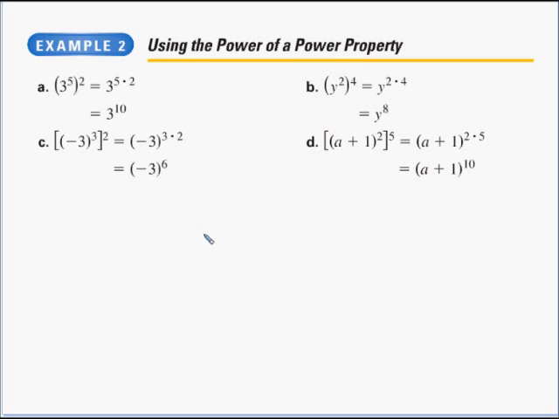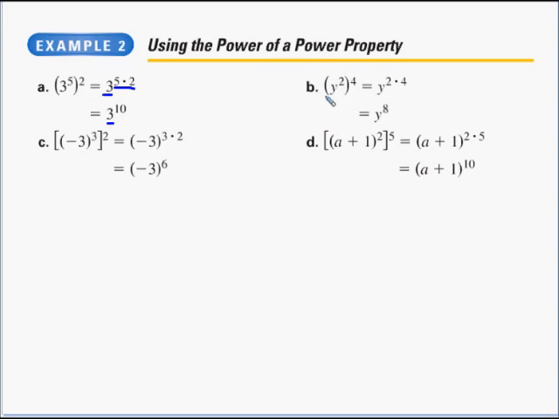Now, example 2 talks about using the power of a power property. So we have 3 to the 5th, and we want that to be squared. So we have the base 3, and this time we're going to multiply our exponents, 5 times 2, because this is a power of a power. That way we get 3 to the 10th.